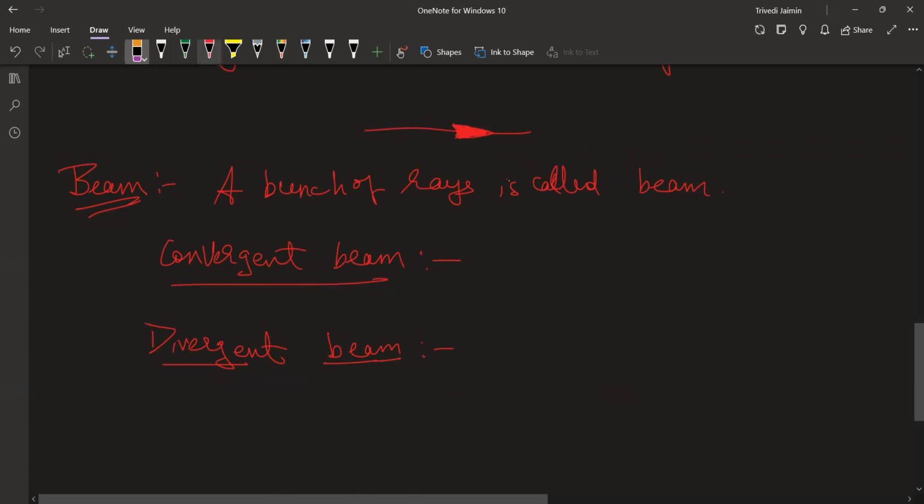Converging means the light rays come together, meeting at a point, and that point is called the focus. Now let us say convergent beam, or converging rays. Convergent beam means like what I just drew here.